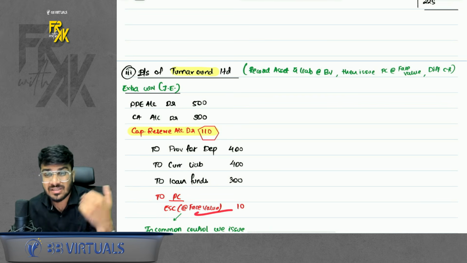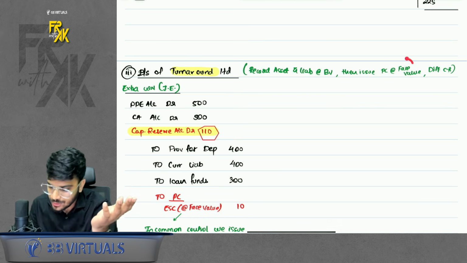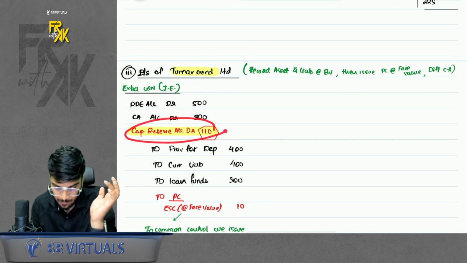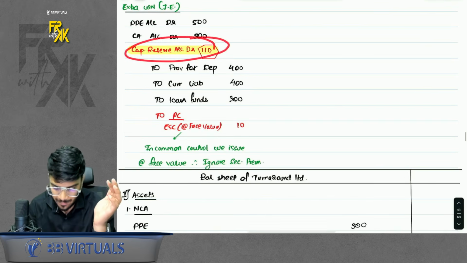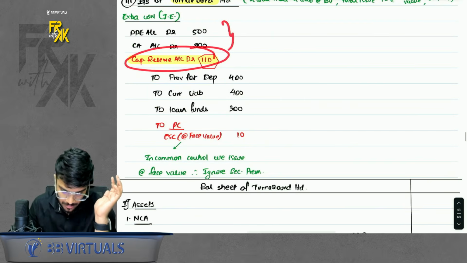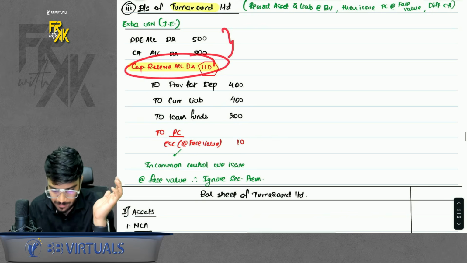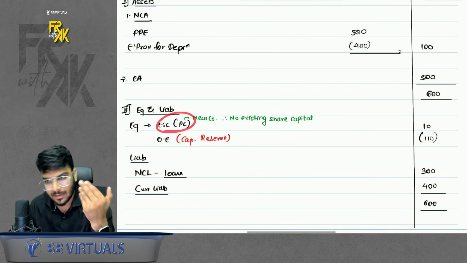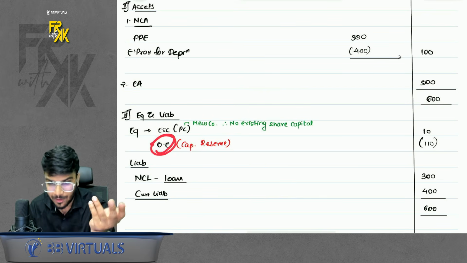Why face value? Because it is a demerger under common control. So issue at face value. Record the assets and the liabilities at book value. Issue the PC at face value. The difference will be transferred to capital reserve. Now just prepare the balance sheet. Whatever assets were recorded will appear in the balance sheet. Whatever liabilities there are will appear in the balance sheet. Issue of PC will impact your equity share capital. Whatever capital reserve you got will impact your other equity.